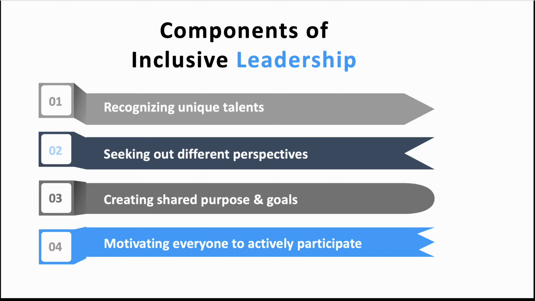They'll create a shared purpose and goal to help bring people together, right? That's the belonging. So how can we create a shared purpose and describe how everyone's going to contribute to that purpose? And then, of course, they need to motivate everyone to actively participate. So now everyone knows what the purpose and goal is. How do we bring them in to be part of the team and motivate them to take action?